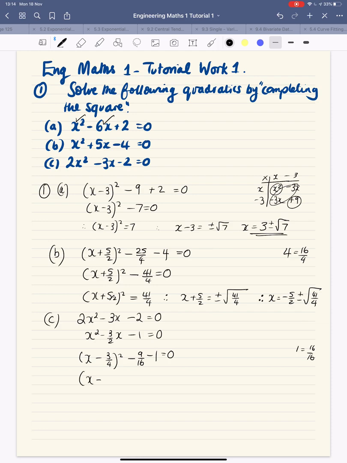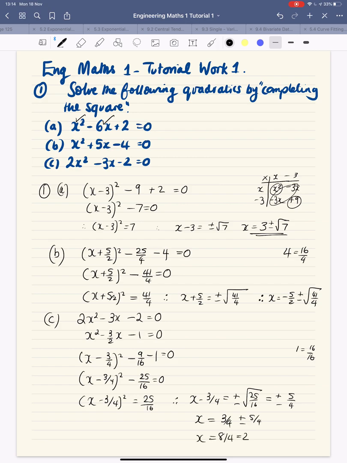So this is x minus 3 over 4 squared, minus 25 over 16 is 0. So x minus 3 over 4 squared equals 25 over 16. x minus 3 over 4 is plus or minus the square root of 25 over 16, which is plus or minus 5 over 4. So x is 3 over 4 plus or minus 5 over 4. So x is 8 over 4, which is 2, or minus 2 over 4, which is minus a half.